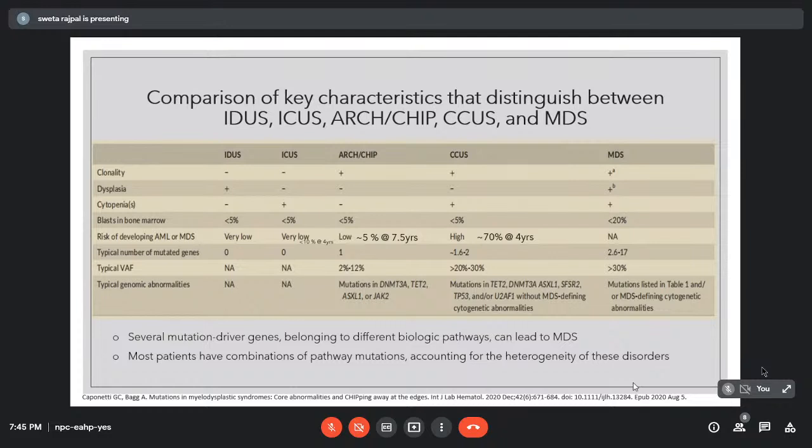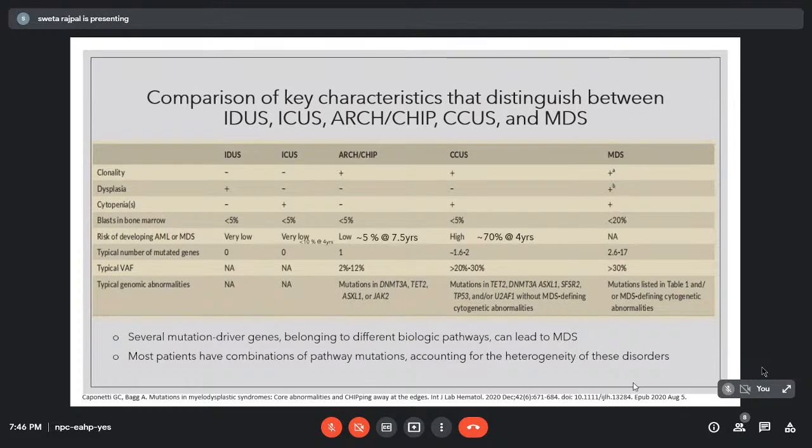Coming to the next stage, called ARCH or CHIP, we have clonality but no cytopenia or dysplasia, and no increase in blasts in the bone marrow. They have a risk of developing into AML or MDS of 5% at 7.5 years, and the typical VAF, variant allele frequency, that is the clonal or mutation burden, will be at least 2% in the gene. The common mutations, as we mentioned before, are DTA mutations, which are very commonly seen in the CHIP category.